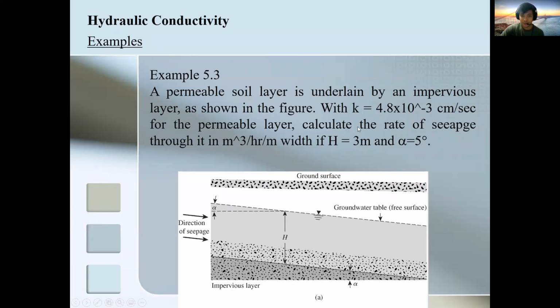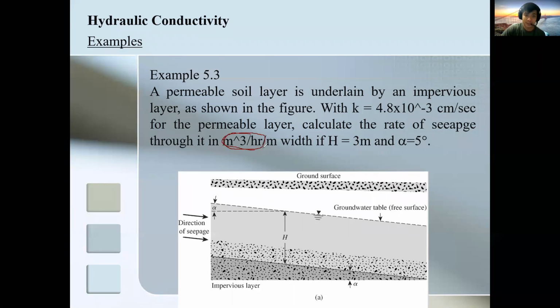Okay, since we are calculating the rate of seepage in cubic meter per hour, let's look at this unit, right? Looking at the first one, cubic meter per hour, that means it is the discharge or the flow rate.